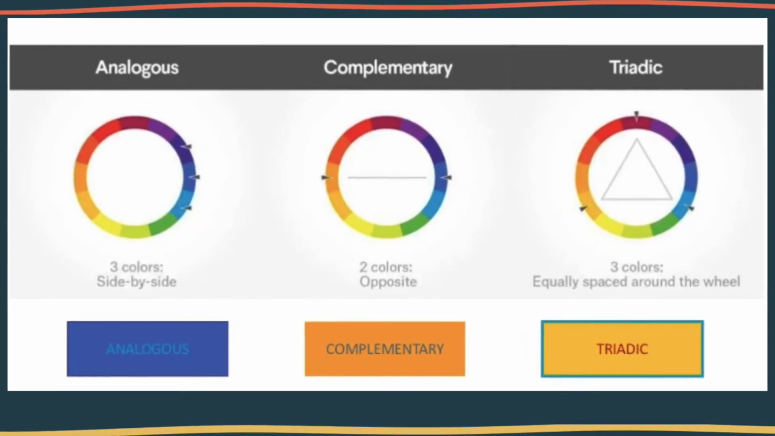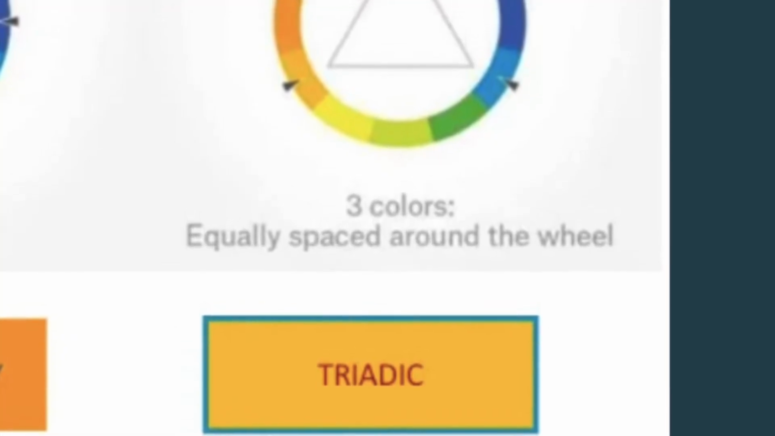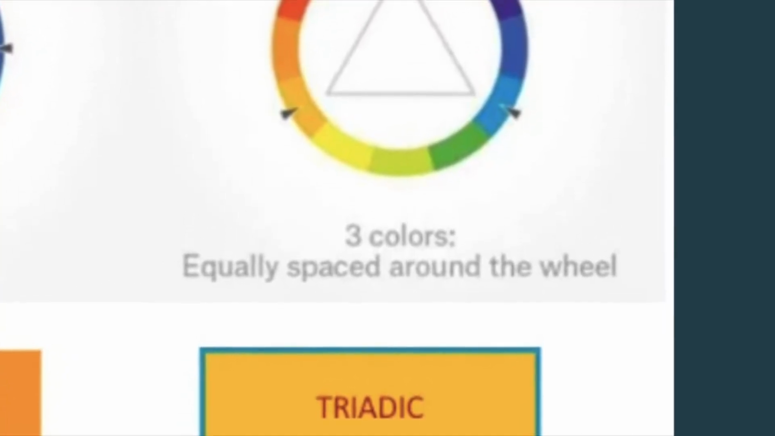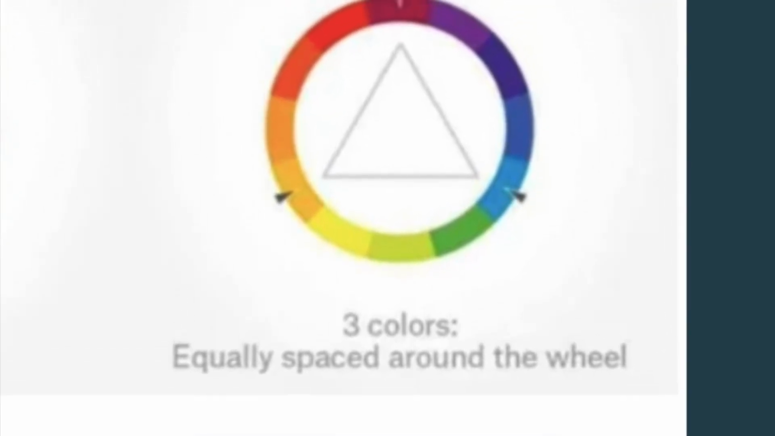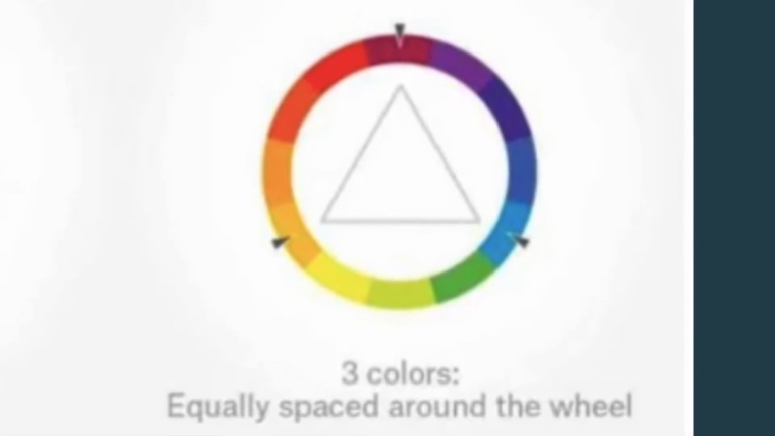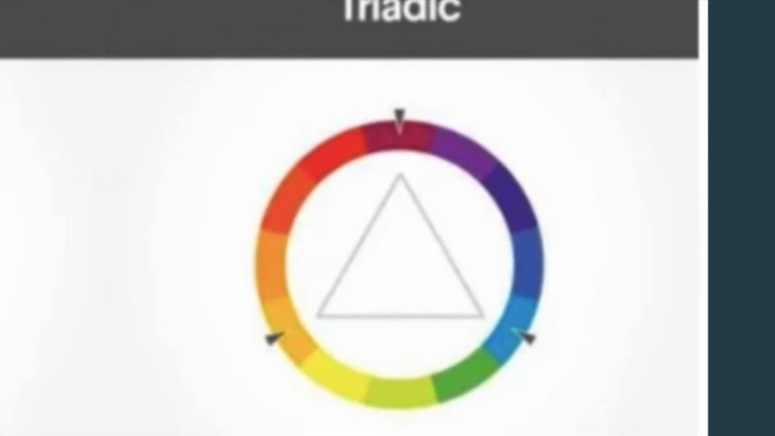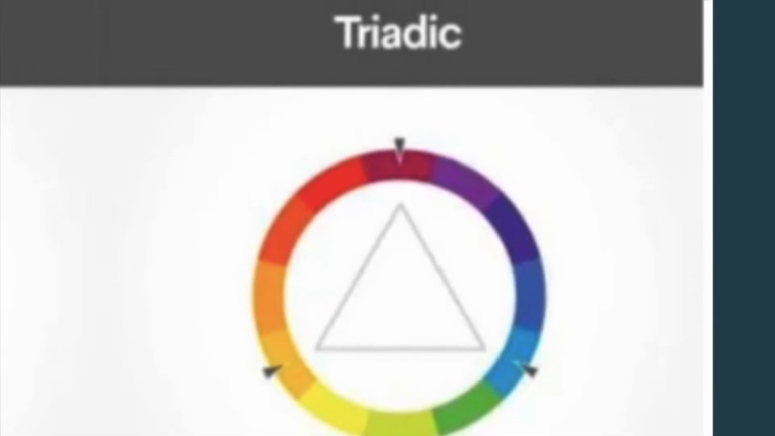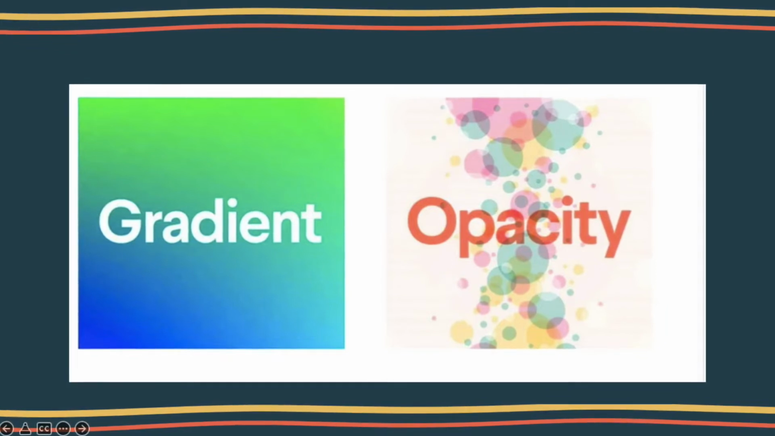So next we have a triadic color scheme. When we say triadic color scheme, this is based on three separate colors that are distant on the color wheel. So mostly designers employ the triadic color scheme by choosing one dominant color and using the other two colors as accents. So let's now move on to the difference between gradient and opacity.